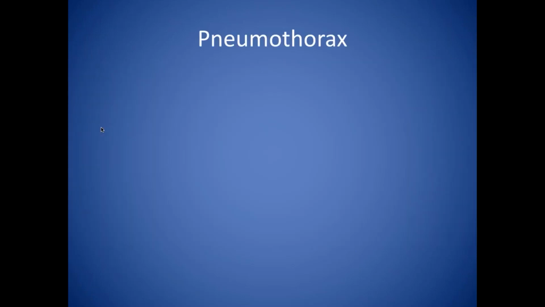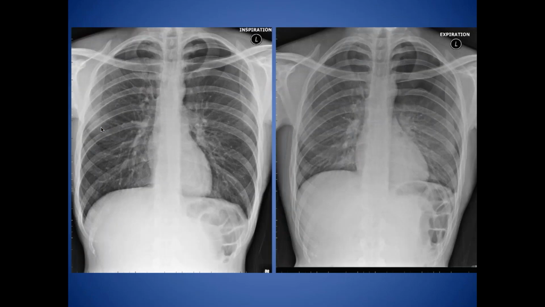Which brings me on to the next topic, pneumothorax. Here is a patient who has a pneumothorax. You can see inspiration and expiration films. You can see a line indicating the lung edge on both the inspiration and expiration films.